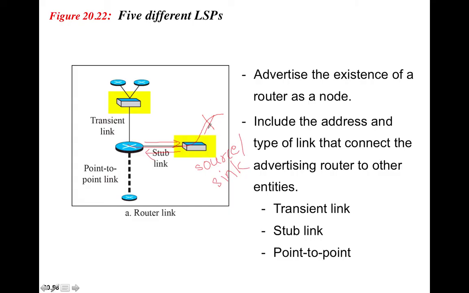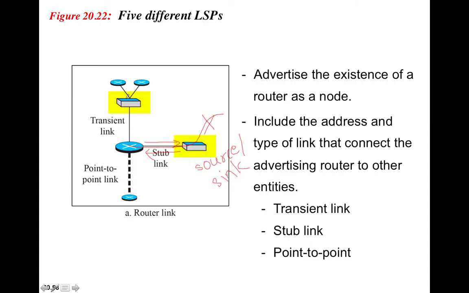An example of a stub link would be your home network. So in your home network, you're either generating the information to send it out to others, or you are sinking in the information. Basically, you're taking the information. You're the destination. But you don't have your home network being connected to other devices. This is what we mean by the stub link.